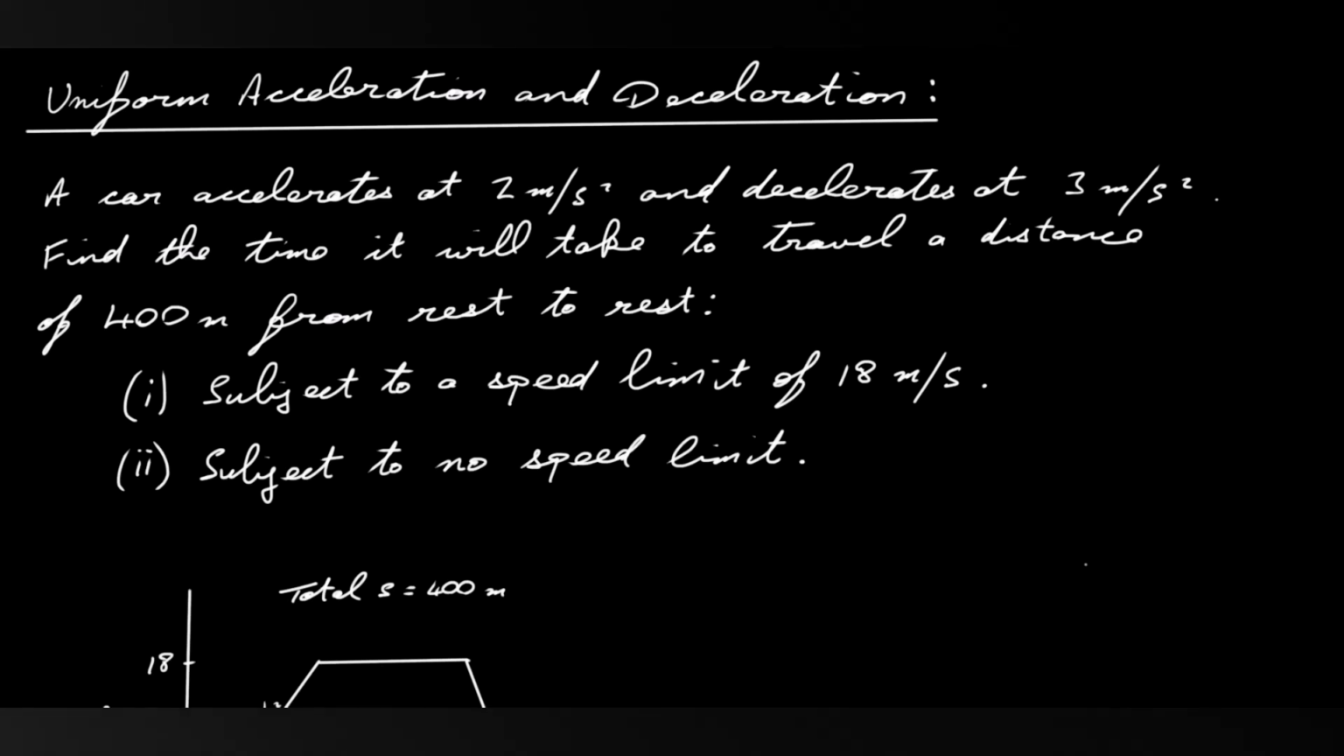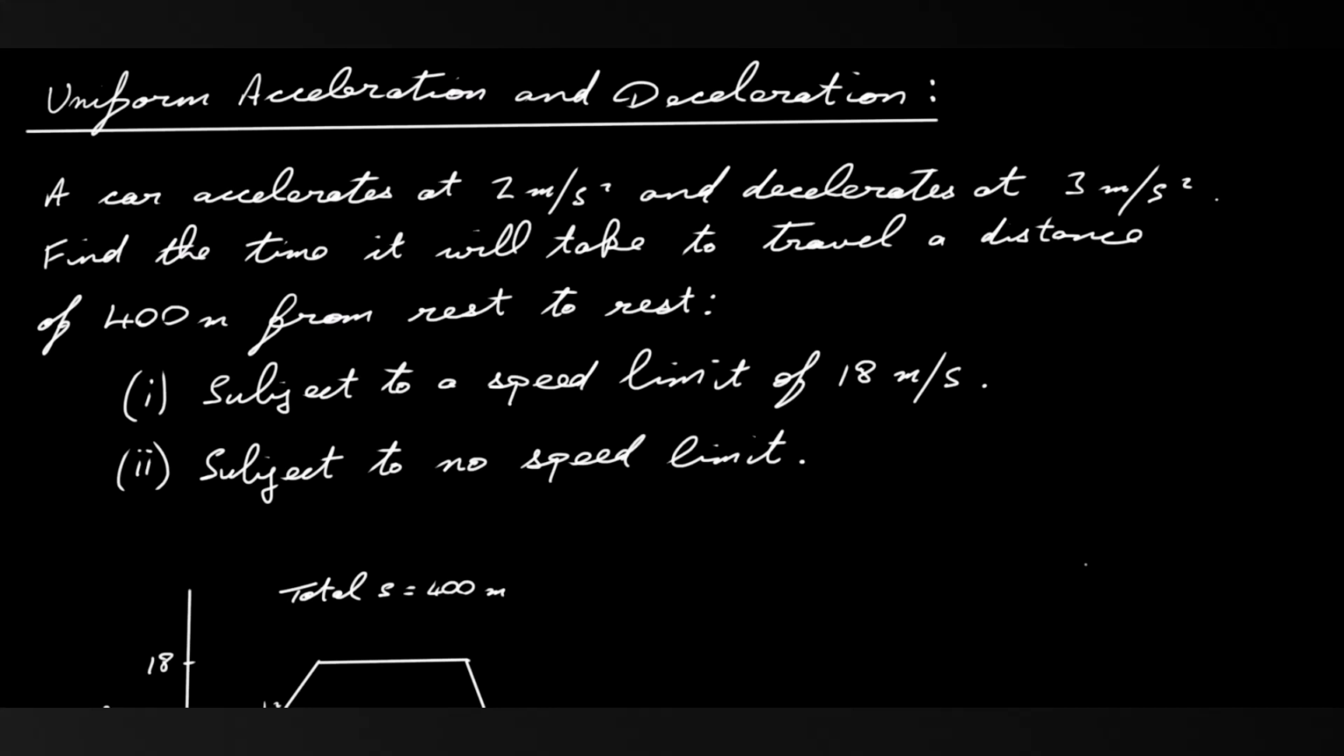We have a car that accelerates at 2 meters per second squared and decelerates at 3 meters per second squared. Find the time it will take to travel a distance of 400 meters from rest to rest. And we're given two conditions. The first condition is that it is subject to a speed limit of 18 meters per second, and the second condition is where it is subject to no speed limit. So let's have a look at part 1.